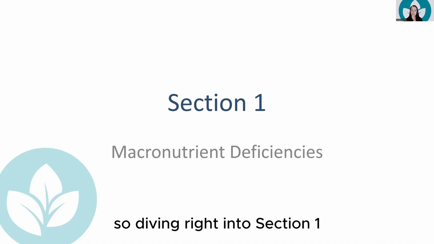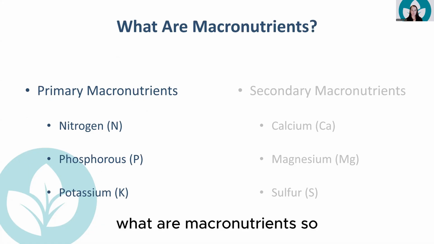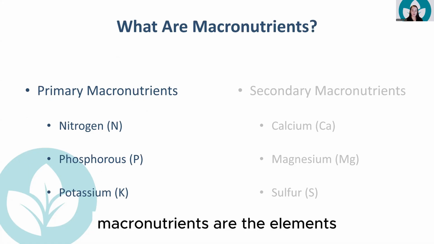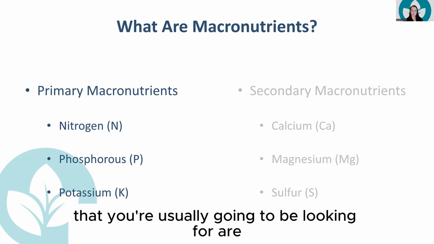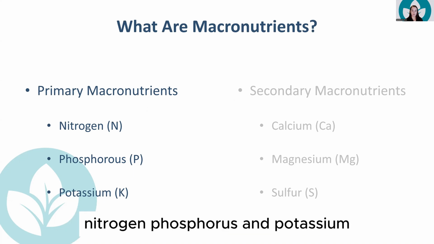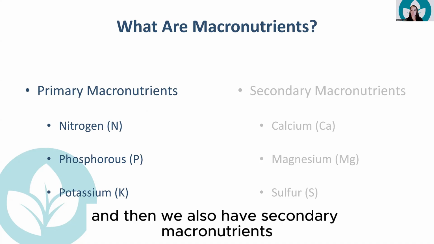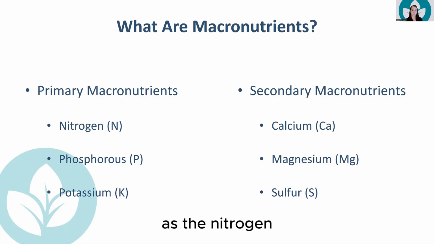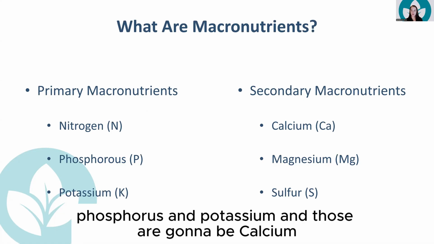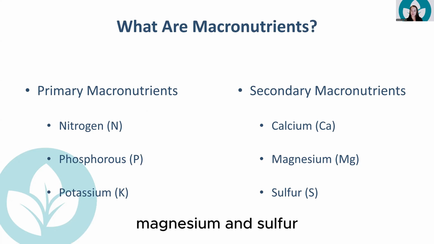So diving right into section 1, macronutrient deficiencies. What are macronutrients? Macronutrients are the elements that are required by plants in the greatest quantities. Your primary macronutrients that you're usually going to be looking for are nitrogen, phosphorus, and potassium. And then we also have secondary macronutrients. They're still macronutrients, but they're not needed at quite the same rate as the nitrogen, phosphorus, and potassium. And those are going to be calcium, magnesium, and sulfur.